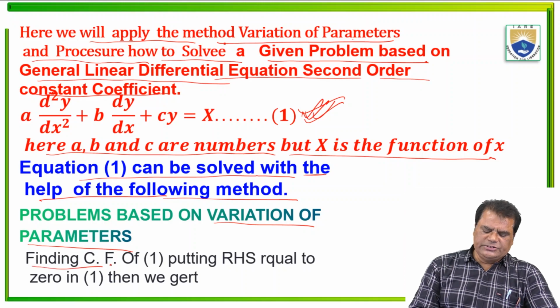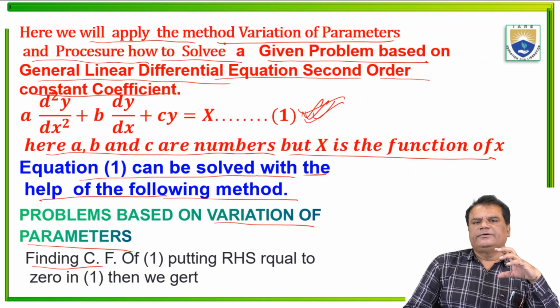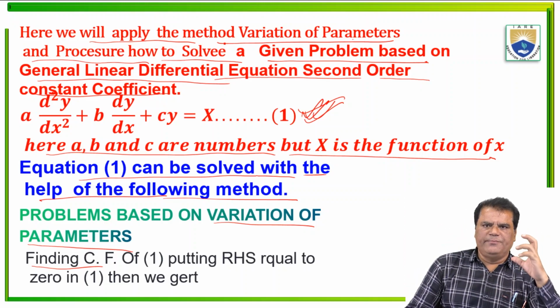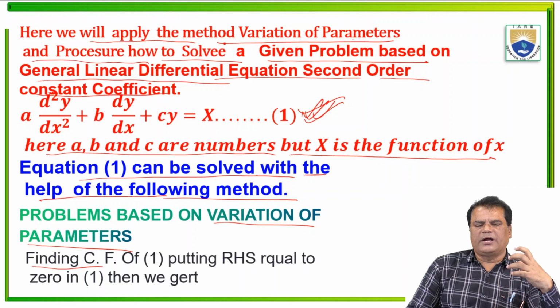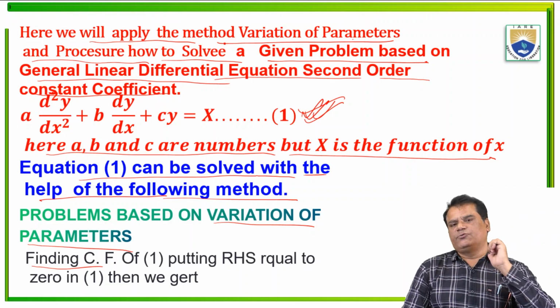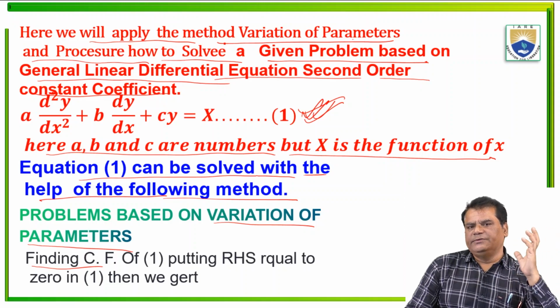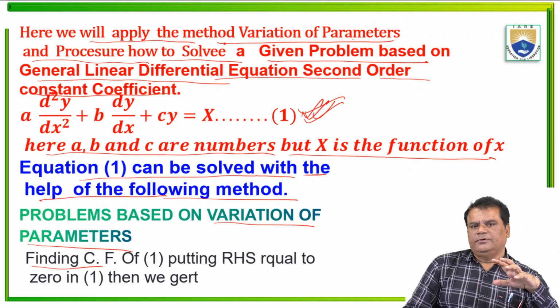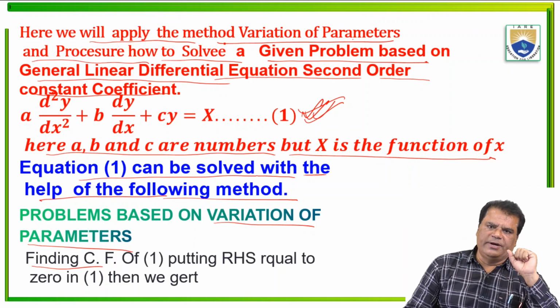So, finding the CF of equation 1. First of all, whenever any problem is given, we find the CF, the complementary function. To find the complementary function of the given problem, we put the right hand side equal to 0. This is compulsory. If we do not put the right hand side equal to 0, then we cannot find the complementary function.